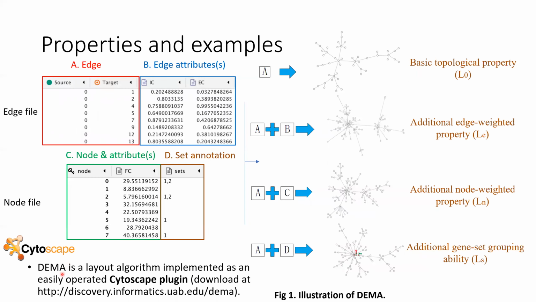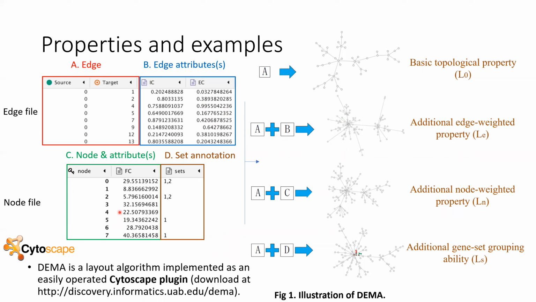Next, we developed a plugin for the Cytoscape software to generate the DEMA layout. In the base model shown as part A, by giving the edge information only, DEMA can generate a layout with topological modularity. In part B, the edge file includes two computational biological factors, SE and EC. With the additional edge-weighted property, DEMA will highlight those edge attributes by providing a large variation of the edge lengths.